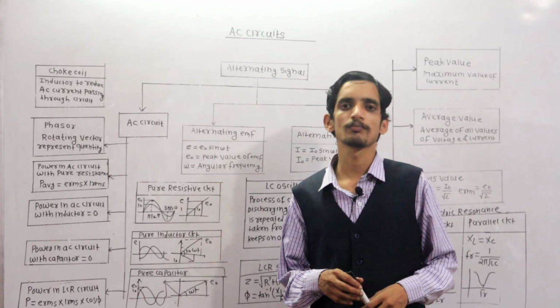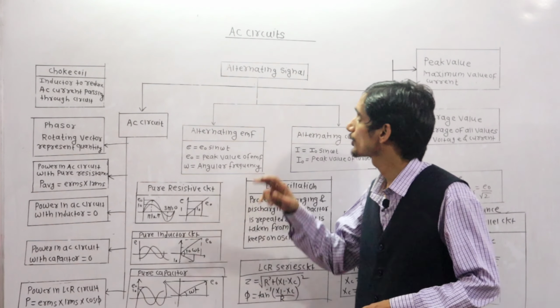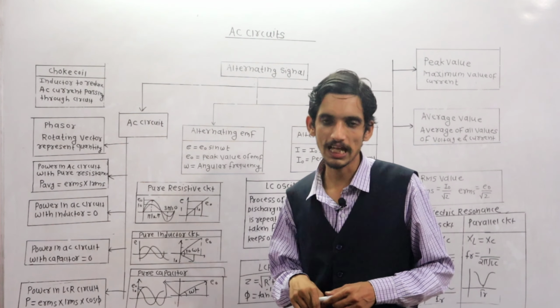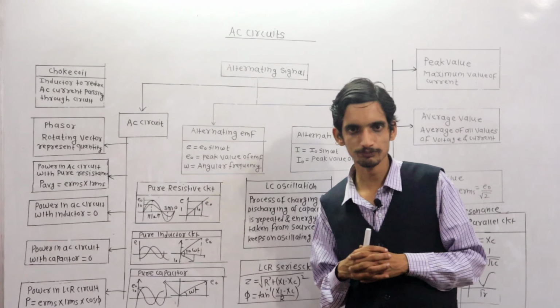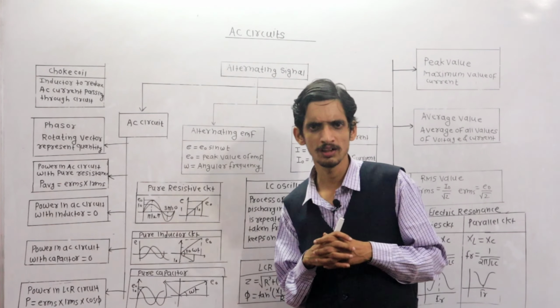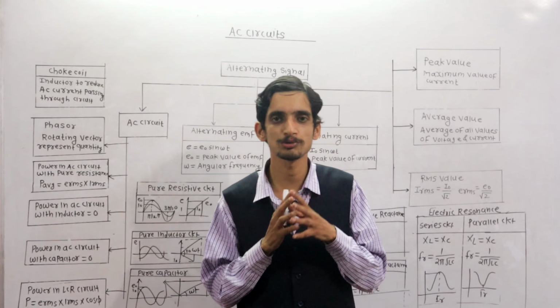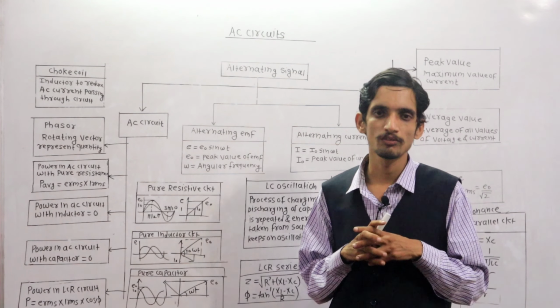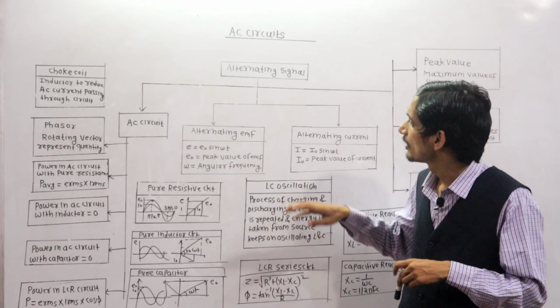Hello students, today we are going to do quick revision of the chapter AC circuits, as usual in two forms: subjective form and objective form. In the subjective revision I will revise the important facts and concepts which are important for examination. Okay, so let us start the revision.